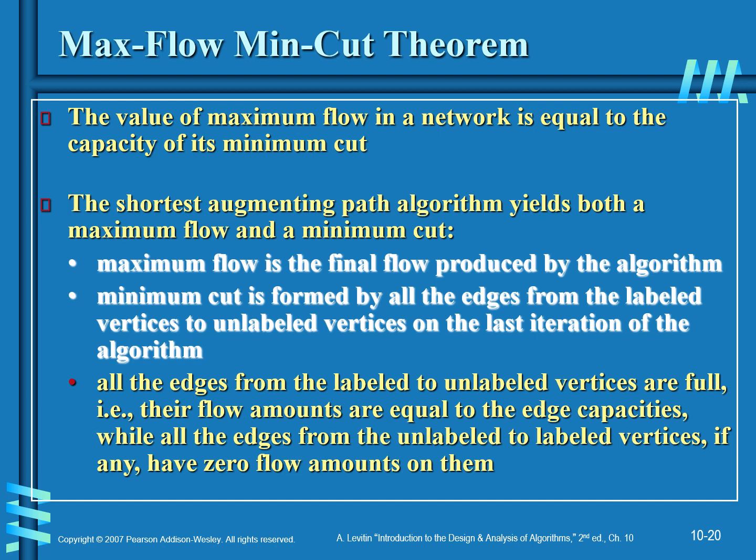All the edges from the labeled to unlabeled vertices are full, that is, their flow amounts are equal to the edge capacities, while all the edges from the unlabeled to labeled vertices, if any, have zero flow amounts on them. This is the max-flow min-cut theorem. In order to find the maximum flow, you have to find the min cut. The cut which has the minimum capacity is going to be the maximum flow.